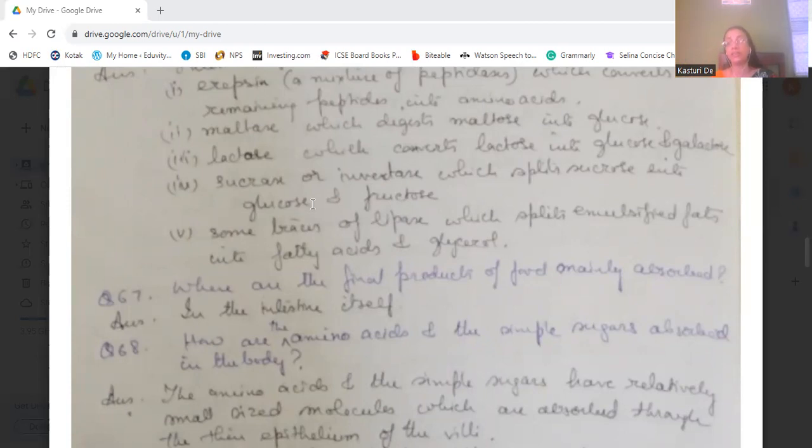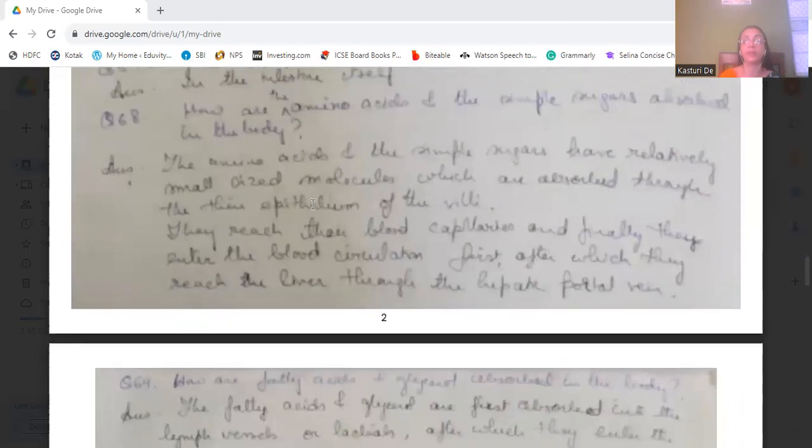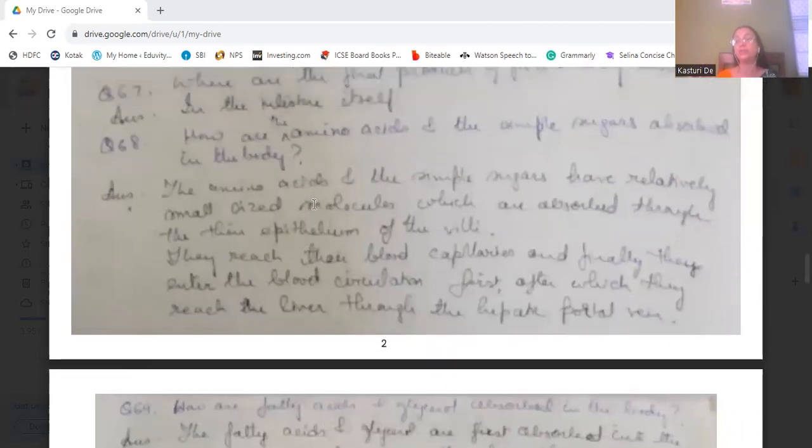Now, how are the amino acids and simple sugars absorbed in the body? The amino acids and the simple sugars have relatively small sized molecules, which are absorbed through the thin epithelium of the villi. We know the villi has a very thin lining of the epithelial layer, which helps in the absorption of the small sized molecules. After being absorbed, they reach the blood capillaries present in the villi. From there, they finally enter into the blood circulation.